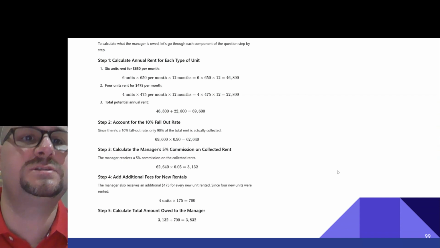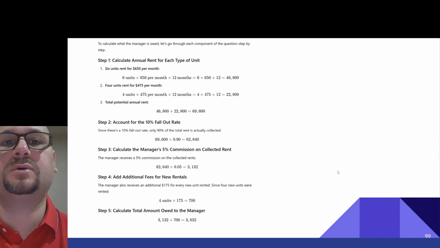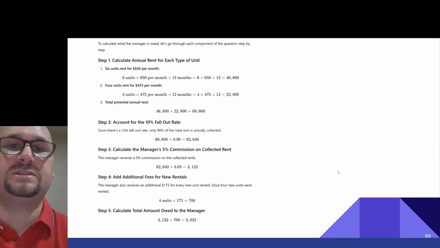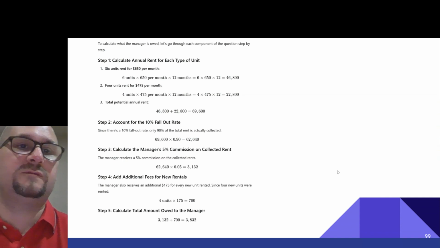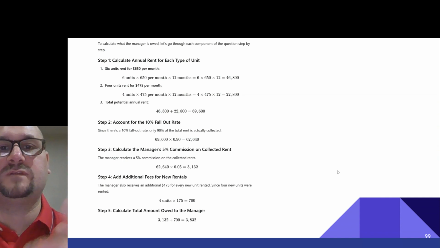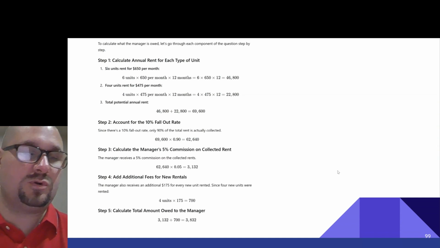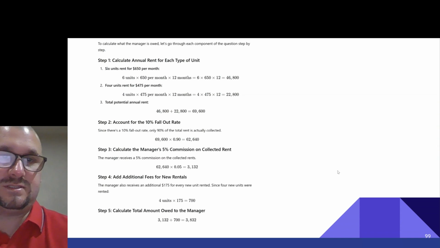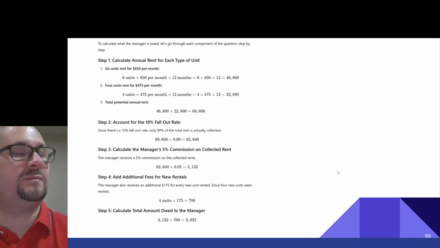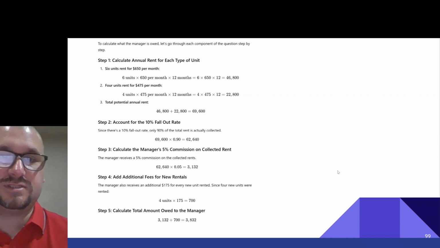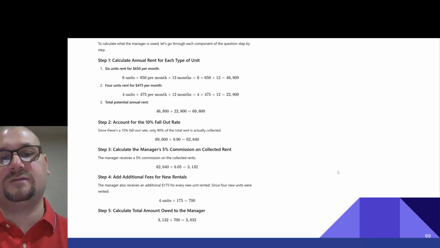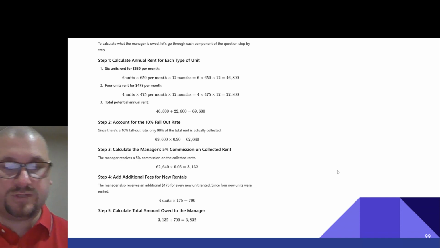So to calculate what the manager's owed, let's go through each component of the question step by step. So calculate the annual rent for each type of unit. So 6 units times 650 times 12, that gets you the annual rent. 4 units times 475 times 12 gives you the 22,800. So the total potential annual rent is the 46,800 plus the 22,800 gives you 69,600. Multiply that by the 90%, after the 10% fallout rate. So it gets you 62,640, times 5% commission, and adding the 4 units times the 175 gets you 3832.